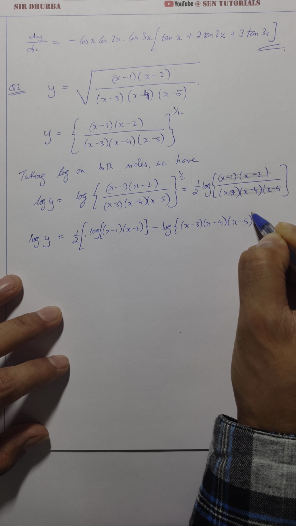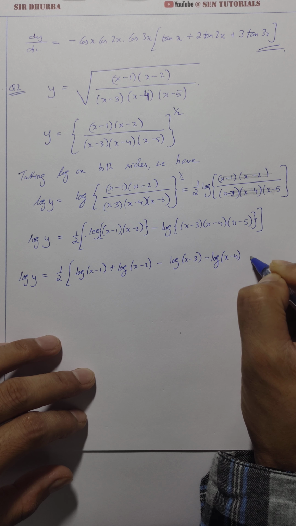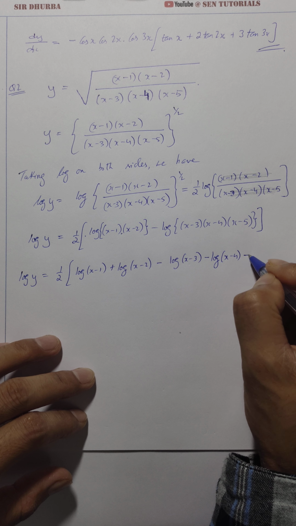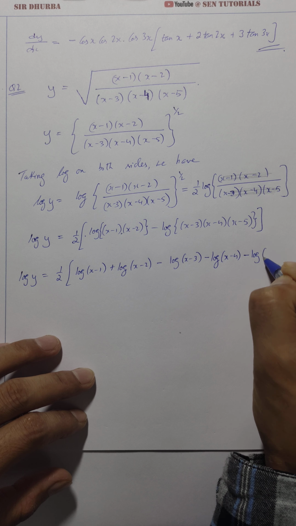So this again product rule. So log of x minus 1 plus log of x minus 2 minus log of x minus 3. It should be plus, but plus into minus, since I'm removing the bracket, it will be minus. I hope that's fine. x minus 4 plus, but plus into minus again, it will be minus log of x minus 5. Got that? So I think it's now ready for differentiation.